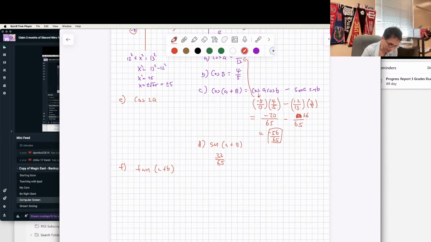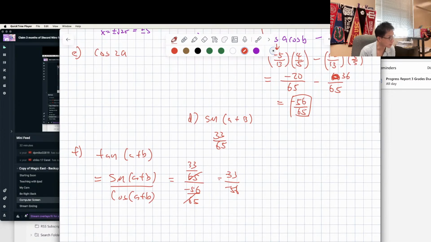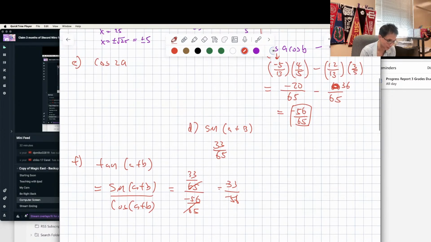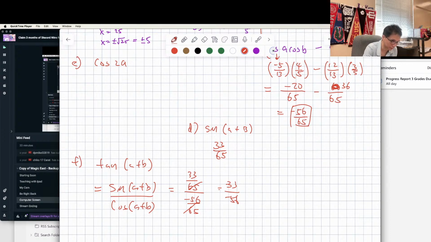Okay, tangent of A plus B is equal to sine of A plus B over cosine of A plus B, right? Can I just take 33 over 65 divided by negative 56 over 65? And this cancels out, so it's going to be negative 33 over 56. Pretty easy. Yeah, I just take the sine of A plus B over the cosine of A plus B, which is tangent of A plus B, because we didn't give you a formula for that. So there's another way around it.